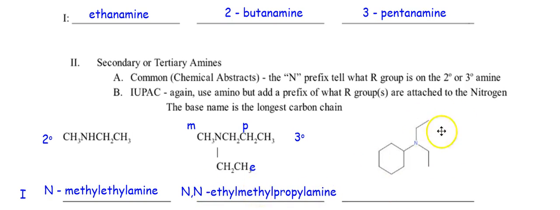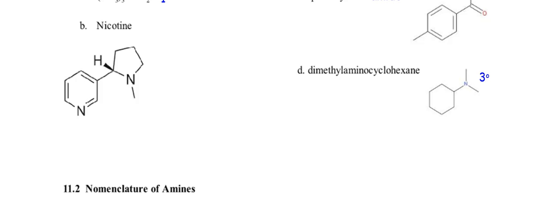All right, so here's this structure. Once again, it is tertiary. So how many N's are going to be written out in front? 2. All right, so this is my longest chain. That's your cyclohexane. So it becomes N,N-diethyl cyclohexylamine. Okay, so how will we name this?